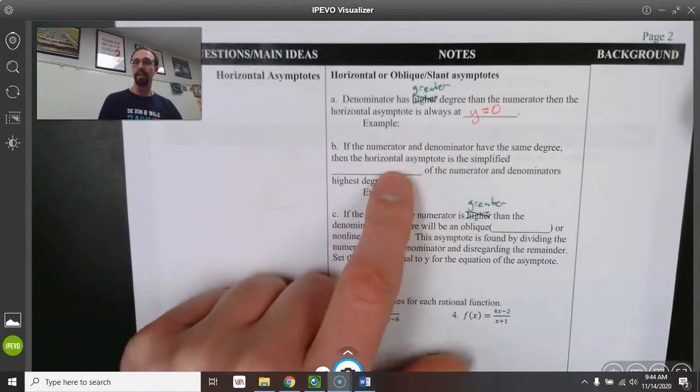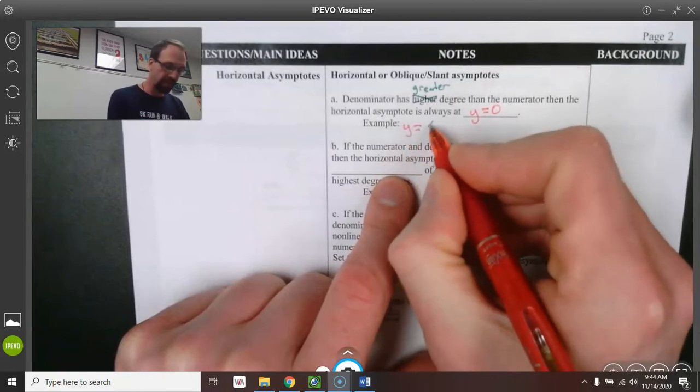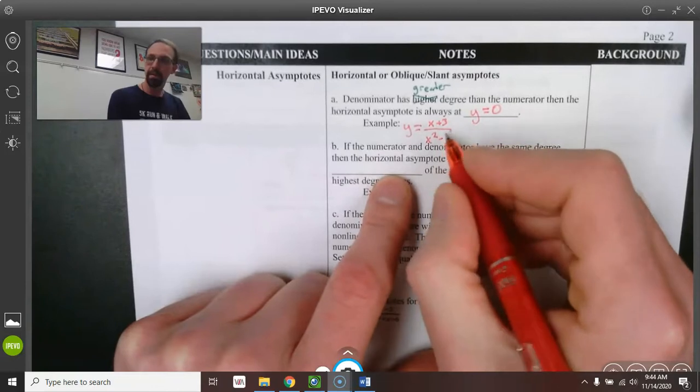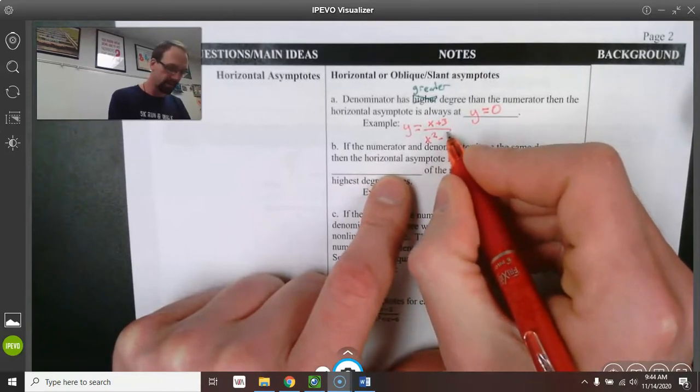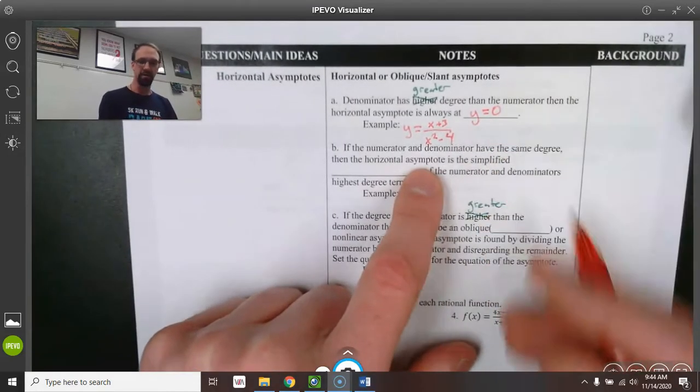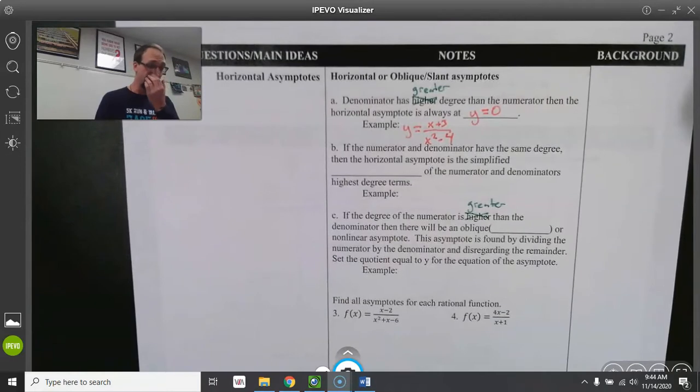An example of this: if you have y equals x plus 3 over x squared minus 4, then the numerator degree is less than the degree of the denominator. The denominator is greater, so your horizontal asymptote is always at y equals 0. You get really close to that y value, but you will never reach it. So that's what's happening for this particular scenario.